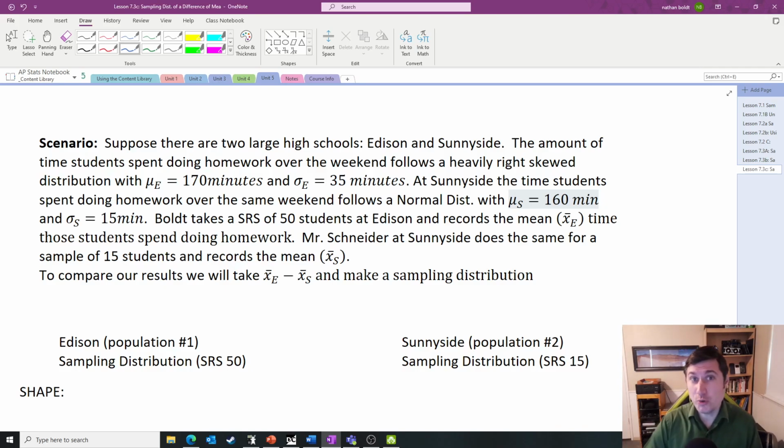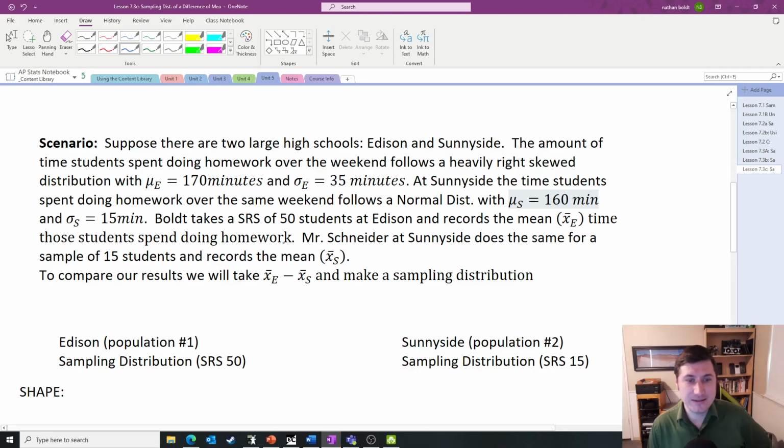So again, we've got two populations, two population distributions. They don't even have the same shape. One of them is heavily right skewed and the other one is normal. They have their own means, they have their own standard deviations. We're going to be sampling from both of them and then combining our sample statistics.